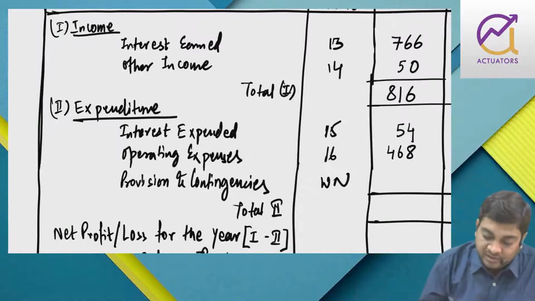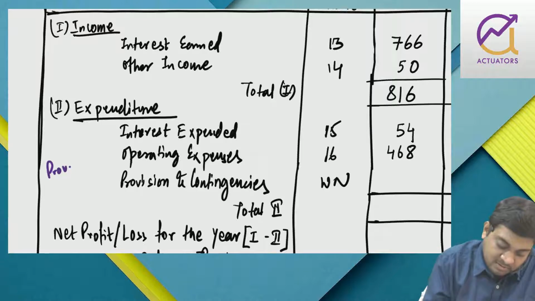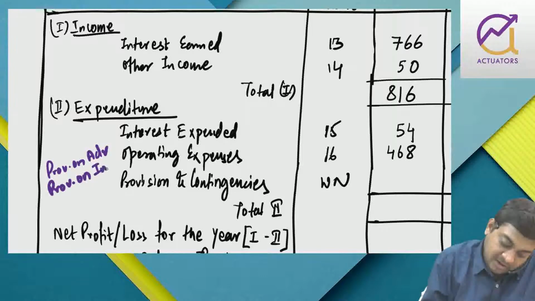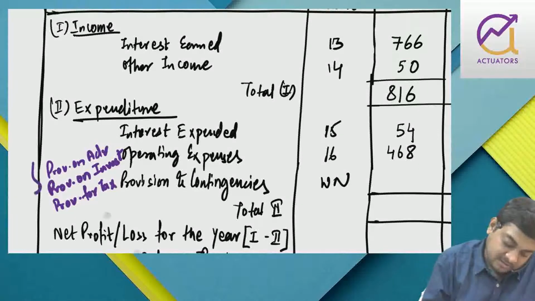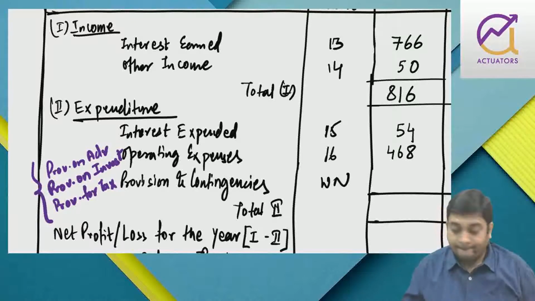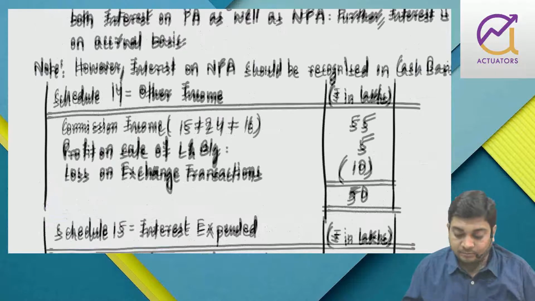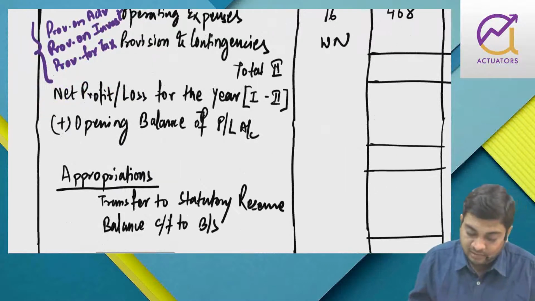Now here we will have three things. One is provision on advances, provision on investment, that I'll teach you how to calculate, and provision for tax. Right? So let us first of all complete provision on advances.